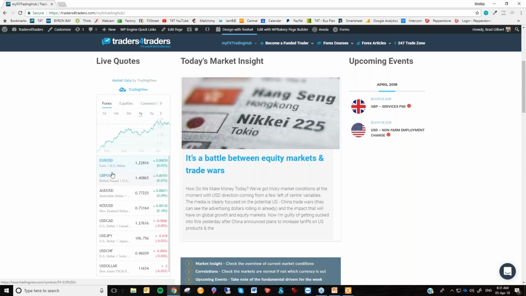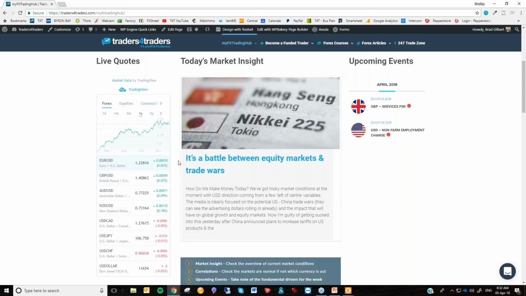Now, I've lined up the quotes here in a very specific order. See how the euro, sterling, Aussie, and Kiwi, okay, the US dollar is the terms currency, which is the second currency in the quote. The ones below it, dollar CAD, dollar yen, dollar Swiss, and the US dollar down the bottom there. So the US dollar is the base.